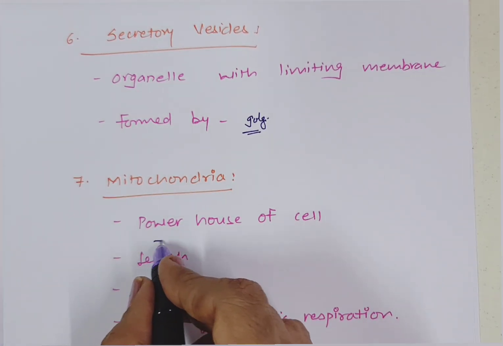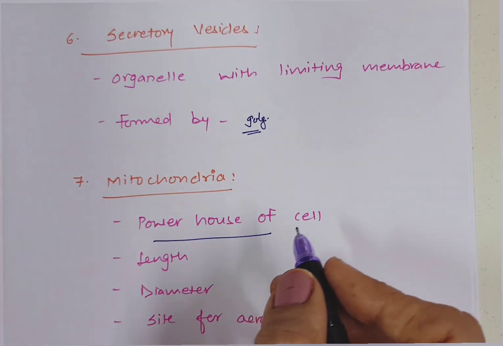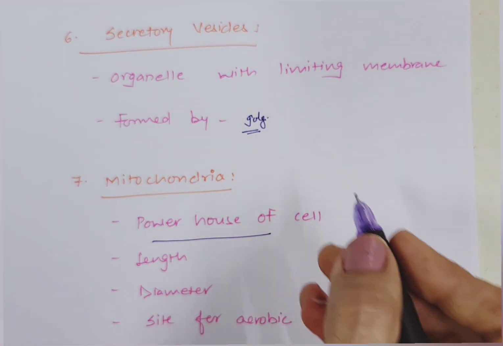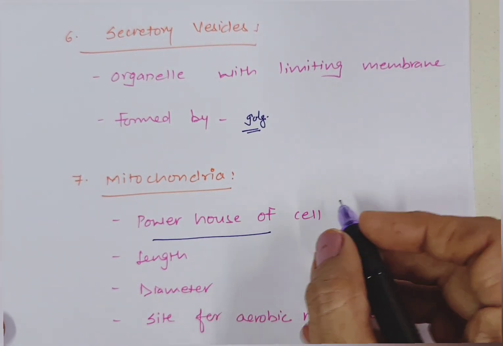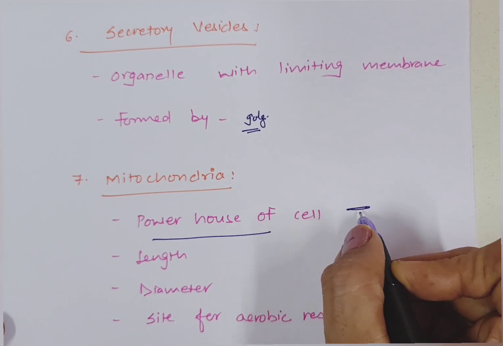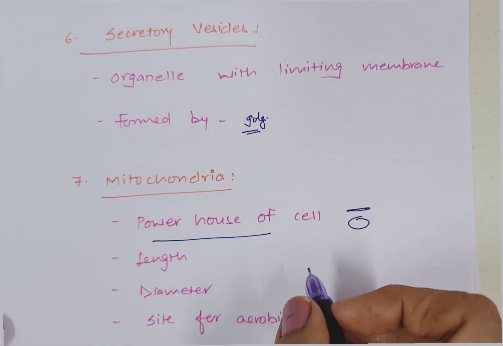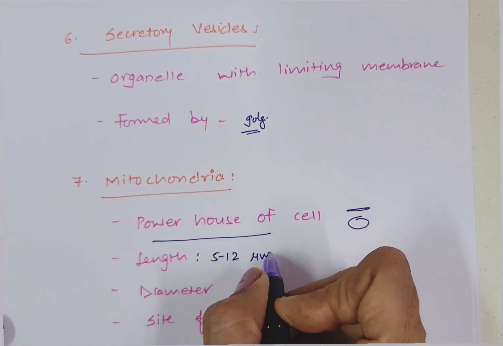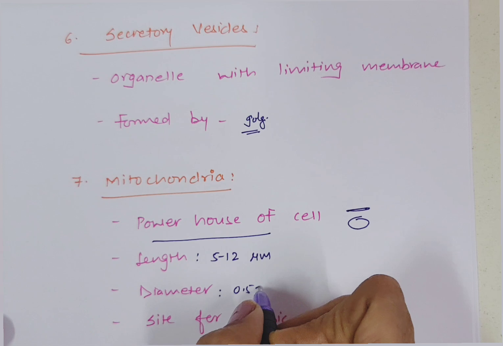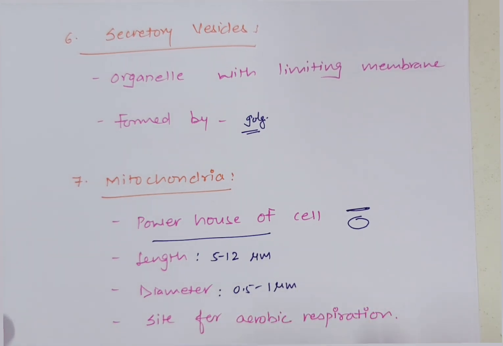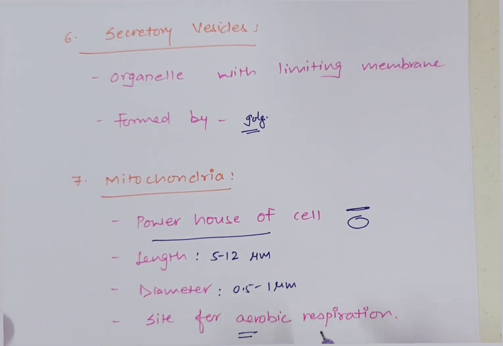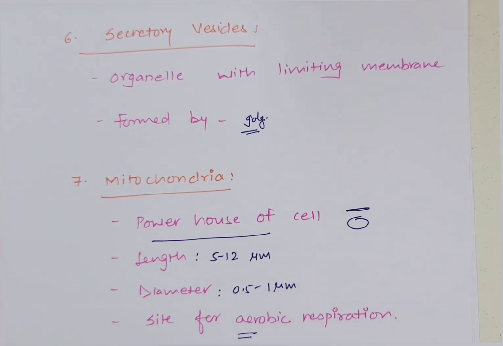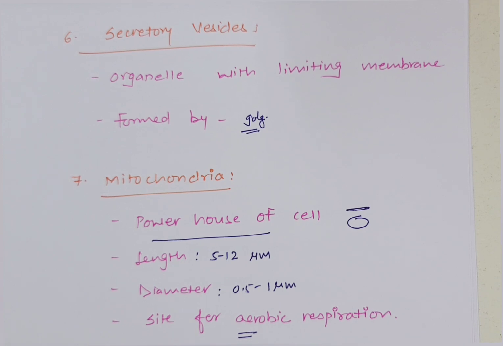Next organelle, that is mitochondria. Mitochondria, other name is powerhouse of the cell. Why? Because it produces energy for the cell. Now, what is the structure? It is either filamentous or globular in shape, and its length is about 5 to 12 micrometer, diameter is about 0.5 to 1 micrometer, and here it is a major site for aerobic respiration. Aerobic respiration produces a large amount of ATPs, and this is the reason why mitochondria is known as powerhouse of the cell.